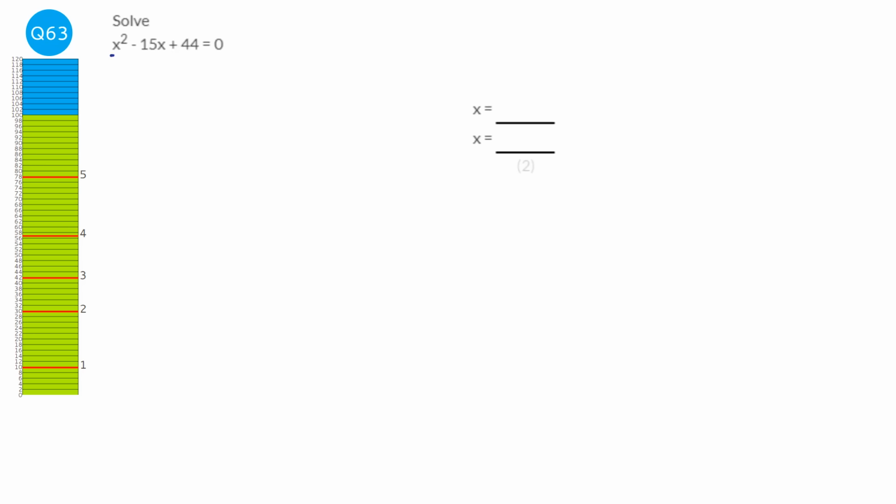So the first thing we need to do is factorise the quadratic, and so we put down 2 sets of brackets. And an x will be at the start, and so we're thinking about 2 numbers that times together to make 44 and add together to make that minus 15 there. So the 2 numbers will be minus 11 and minus 4. So minus and a minus is a plus when we times them. 11 times 4 is 44. And then when we add them together, minus 11 plus minus 4 is minus 15.